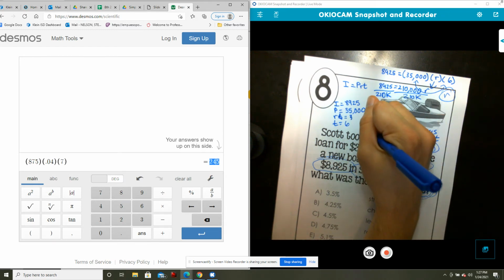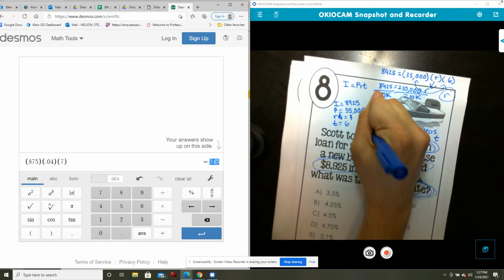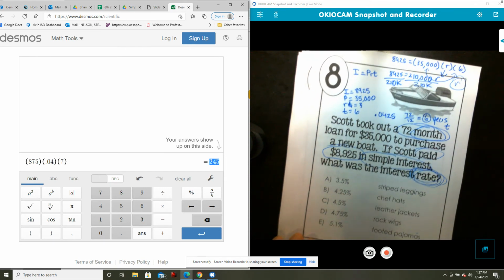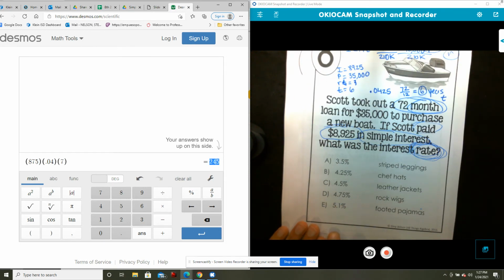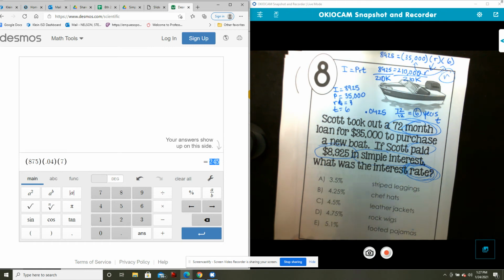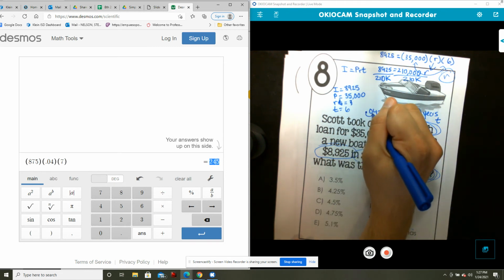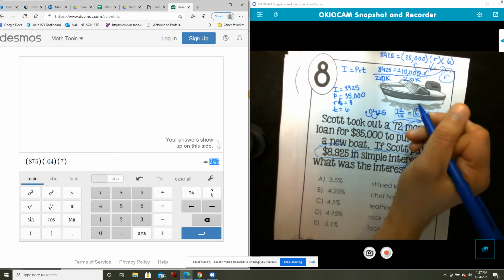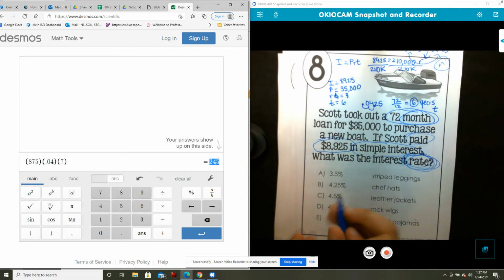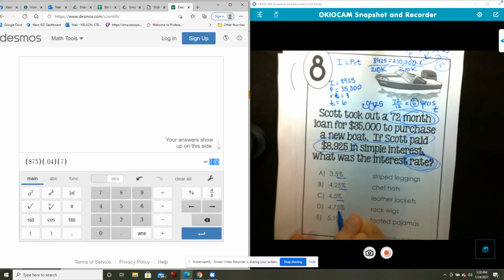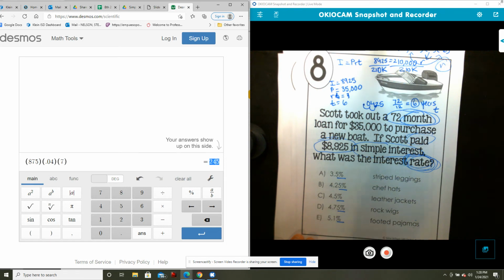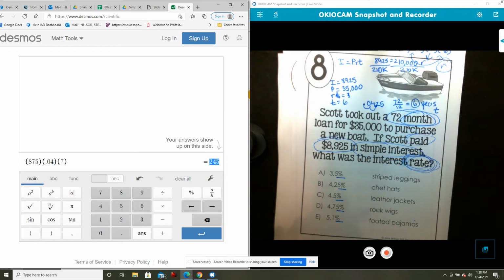I get, I'll write it right here, 0.0425. Is 0.0425 an answer choice? No, but since we're moving backwards, we're going to have to move the decimal point over to the right since we want to put it back into percent form. The answer choices are in percent, so we're putting it back into percent form. That means we're going to move the decimal point over 2 times to the right, and you get 4.25.